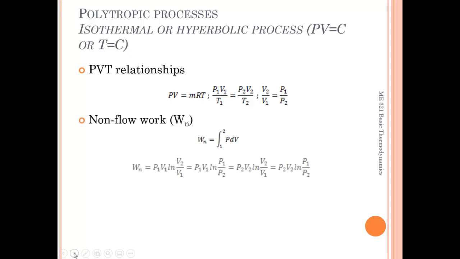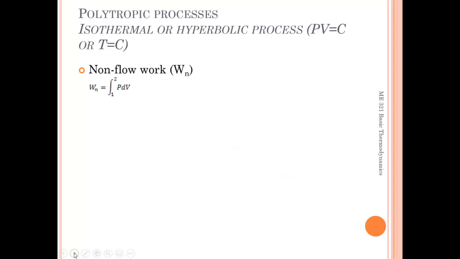Now these are the alternative forms of the equation for the non-flow work. I will be deriving these forms in the next slide. Remember that the variable of integration in this integral is volume, so we need to express the pressure in terms of volume. Now we know that for isothermal processes, the product of the pressure and the volume is just equal to a constant. Therefore, we can set P to be equal to a constant C over volume.